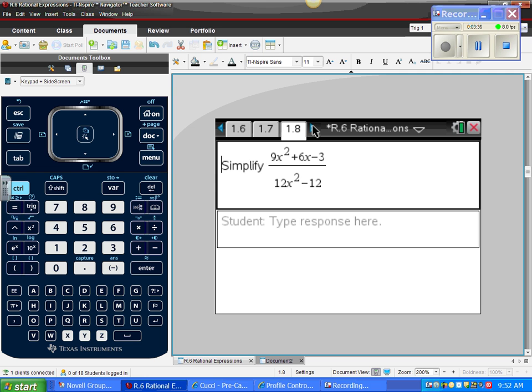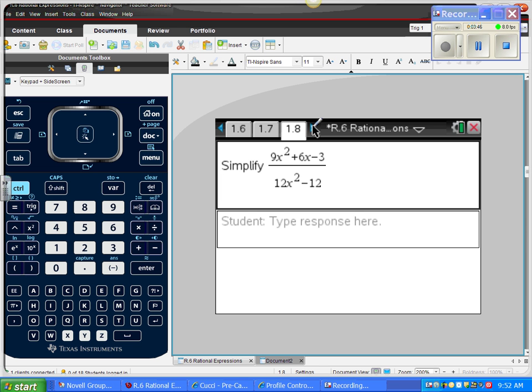9x squared plus 6x minus 3 divided by 12x squared minus 12. We're going to start by looking at what we have, and we're going to factor. Let's start with the numerator. Remember, when we're factoring, we always start by taking out a GCF if possible. In the numerator, our GCF is 3, so we pull out a 3. And in the denominator, we pull out a GCF of 12. So we have this.